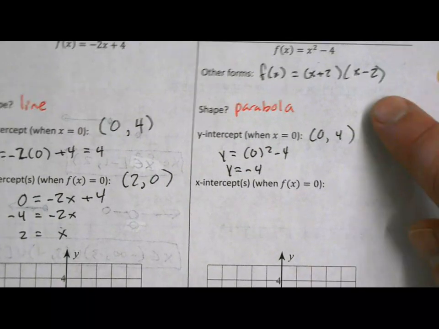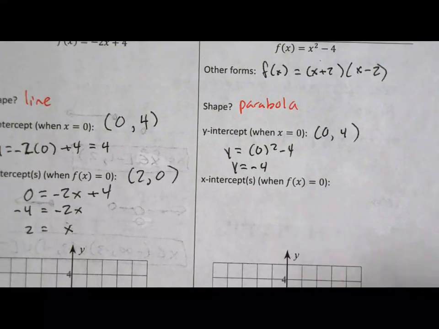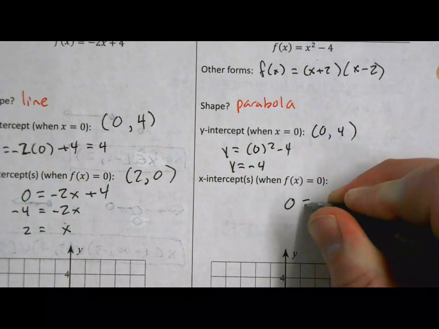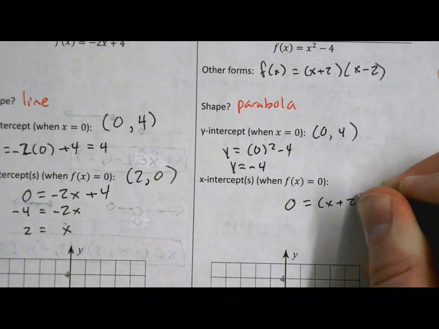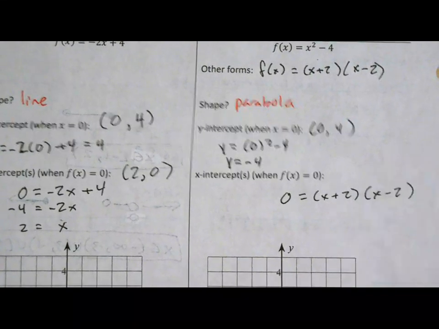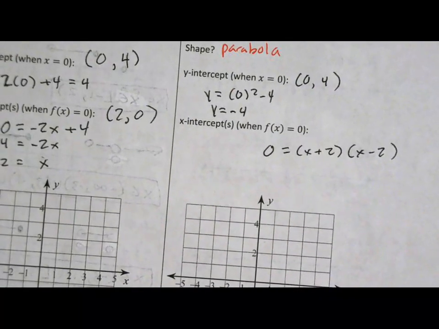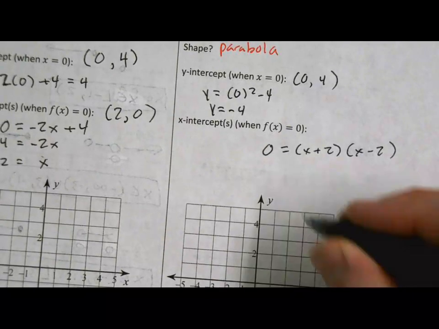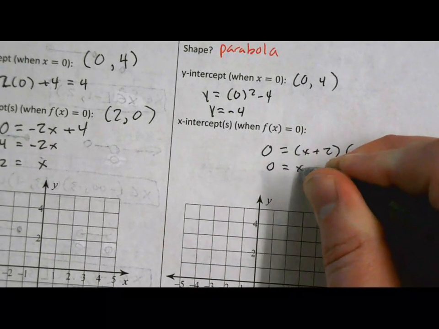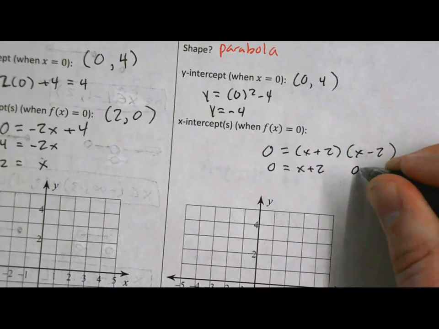The nice thing about having it in this form, when I set the y equal to 0, is that then it's really easy to solve. x plus 2, x minus 2. When we have an equation with factors equal to 0, we're allowed to split it up and make two separate equations out of it and solve those separately. It's got to be equal to 0, but luckily this one is.